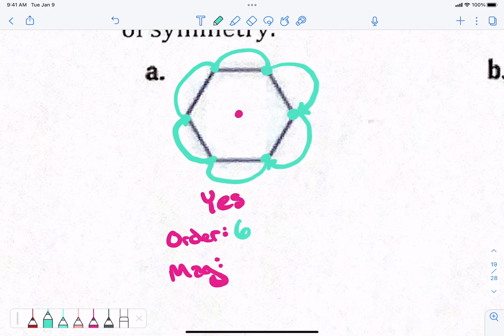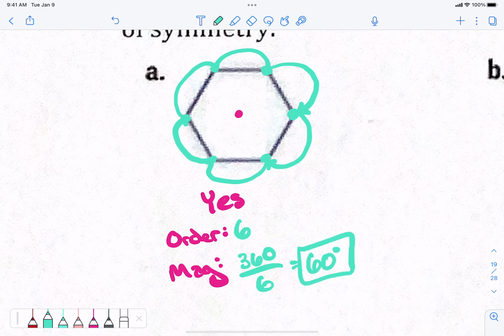The order is 6, so that means I take 360 and divide by 6, and how many degrees must I rotate it before it maps on top of itself? 60 degrees. There you go. Perfect. Good? Happy with that? All right.